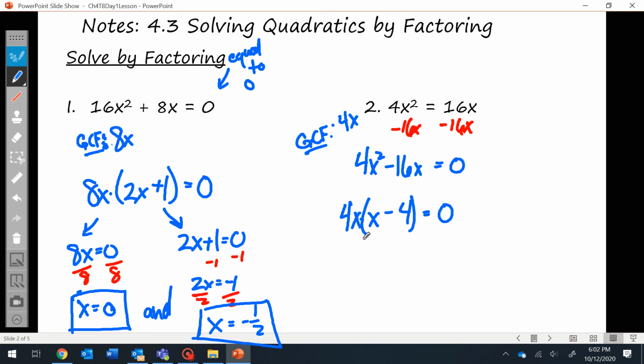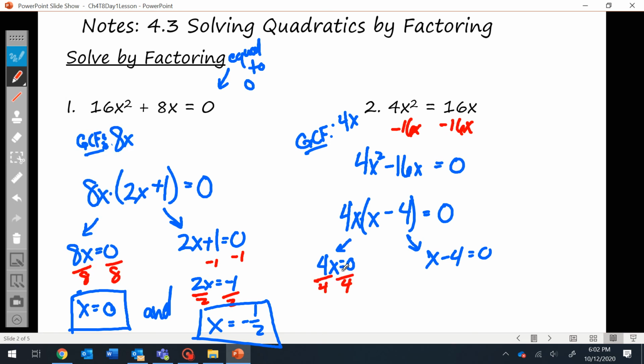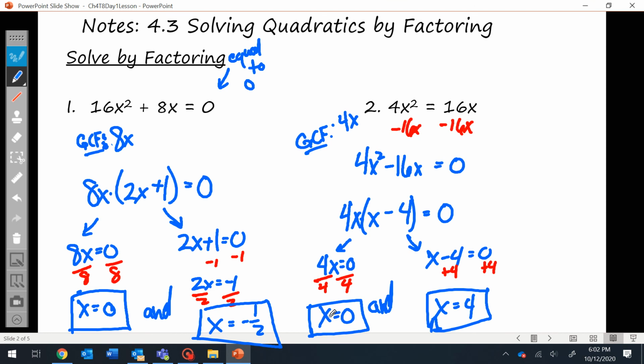I have two factors here, 4x and x minus 4, and these two factors multiply to give me 0. So that means either this factor is 0 or this factor is 0. I need to find what x value makes each of these factors equal to 0. The first one should be pretty easy. In order for the first factor to be 0, x must be equal to 0. So one of the solutions is 0. For the second one, I'll add 4, which means that for the second factor to be 0, x needs to be equal to 4. So my two solutions are x equals 0 and x equals 4. These are the two places where the graph crosses through the x-axis.